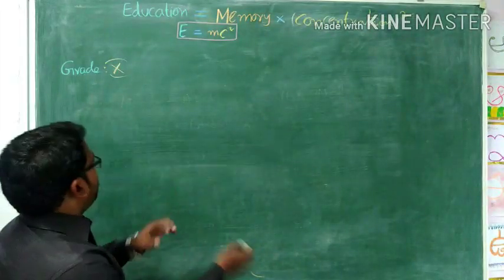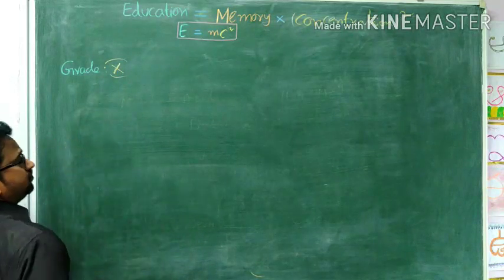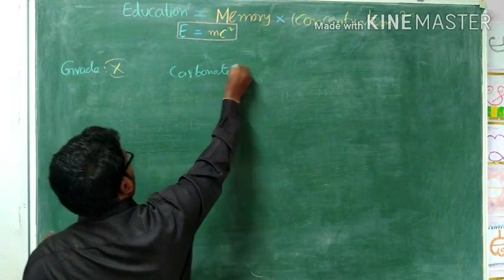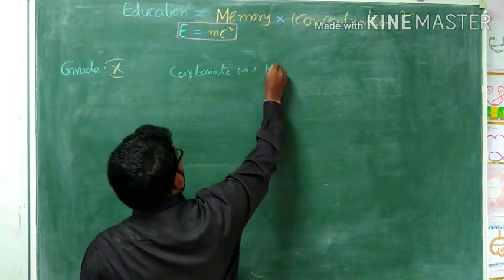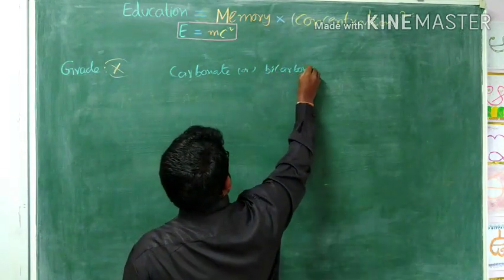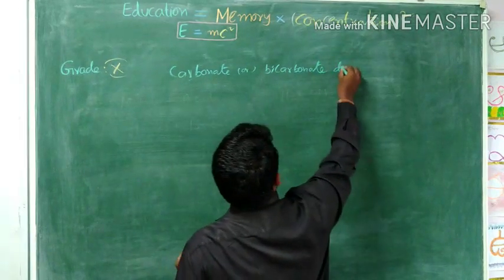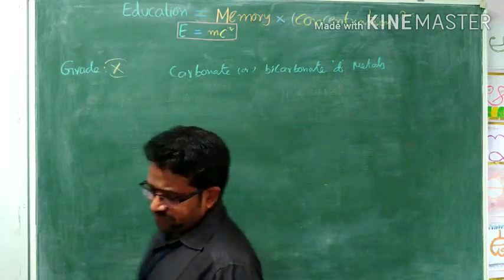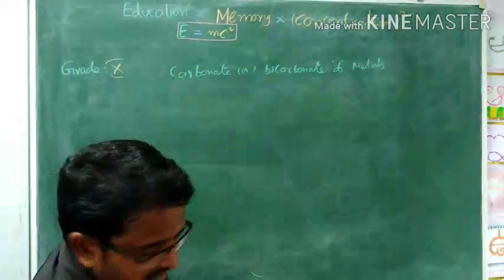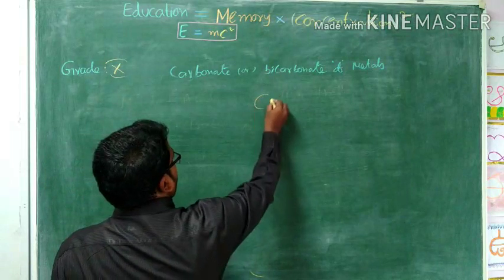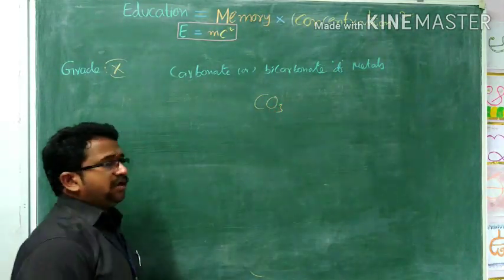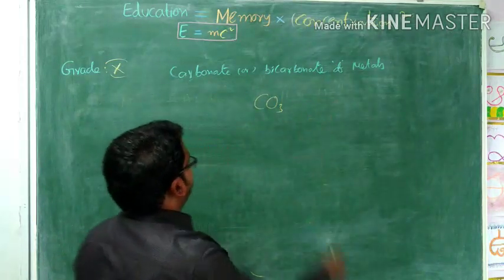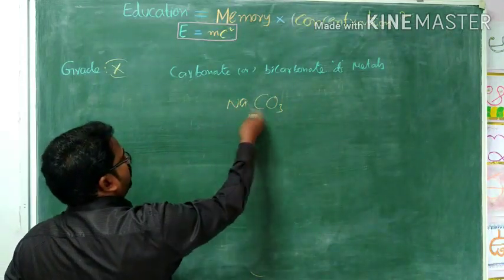First, we should know what is the word carbonate. Carbonate or bicarbonate. Of whom? Of metals. That is the question given. First of all, we should know what is meant by a carbonate. Whenever there is CO3, we call it carbonate. Whose carbonate? Metal carbonate. Take a metal. Sodium carbonate.